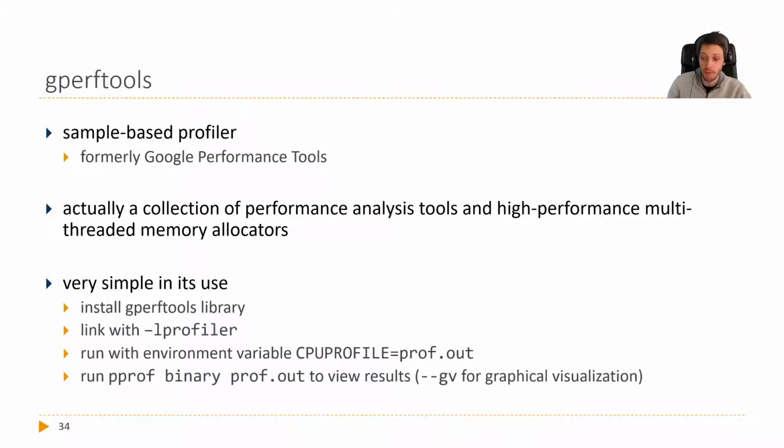Using it is also very simple. You simply install the library, you link with the library, and then it sort of injects some functions in your binary, and you run with the environment variable CPU profile prof.out, which means the file that is generated when running your program, the performance file. And then you run with pprof, for example, to view the results, or --gv for getting a graphical output.